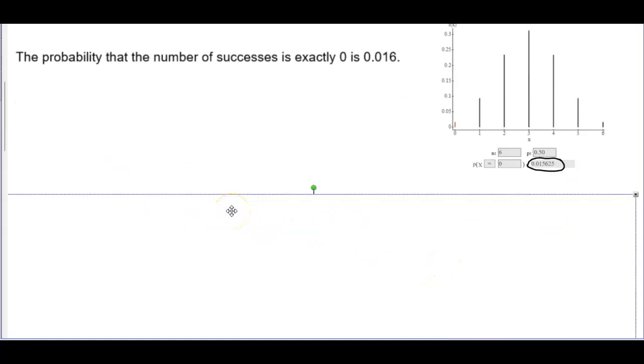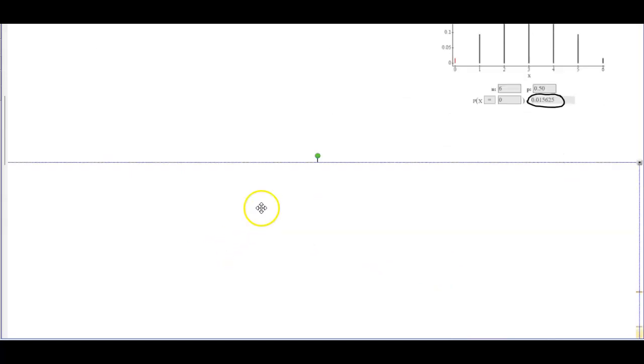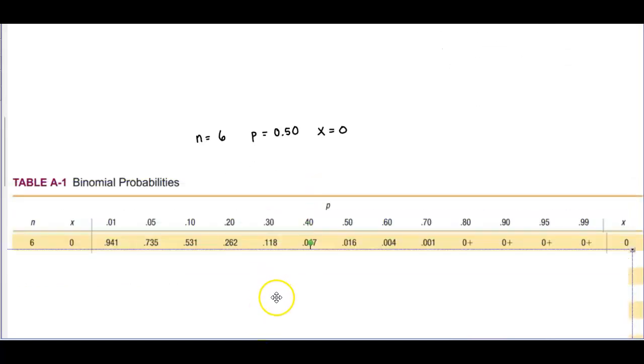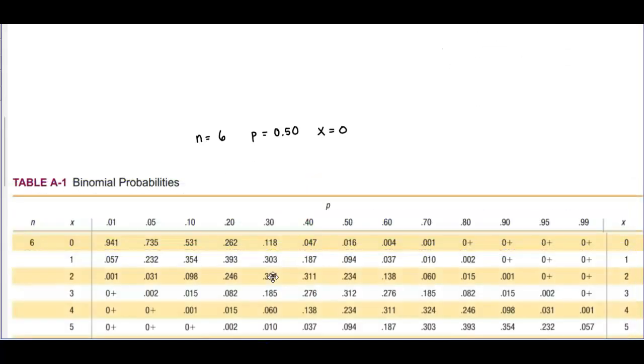Okay, now if I wanted to do this on the table, again, we know that n is equal to 6. We know that our probability is equal to 0.50, and we know x should be exactly 0. So using our table here, we have n, which is equal to 6. We're looking at 0, and then we're looking at 0.5. So therefore, we would note that 0.016 is going to be our probability.